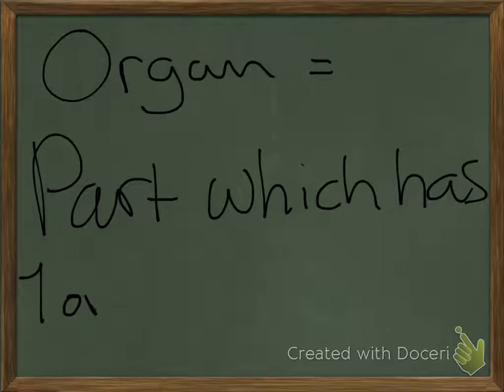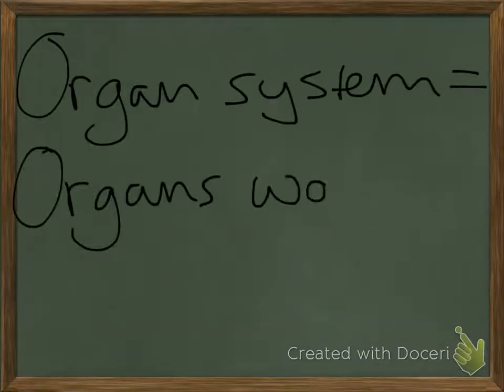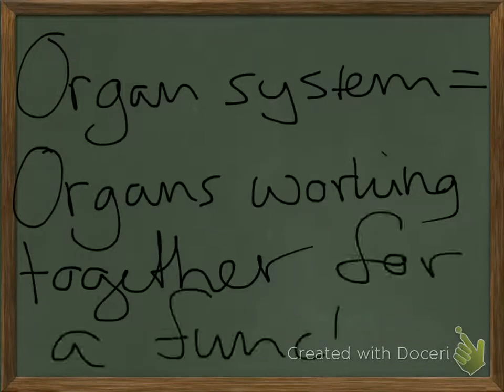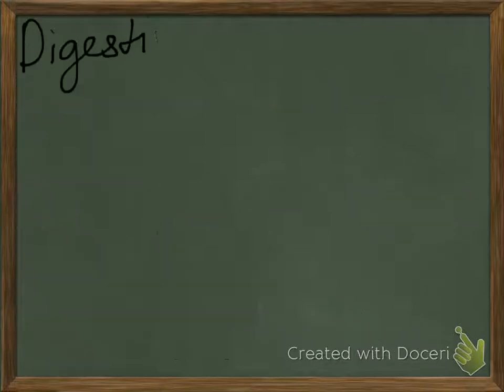The definition we maintain for an organ is a part which has one or more functions. An organ system is a bunch of organs working together for one function. We'll be discussing these organ systems a little more elaborately now.